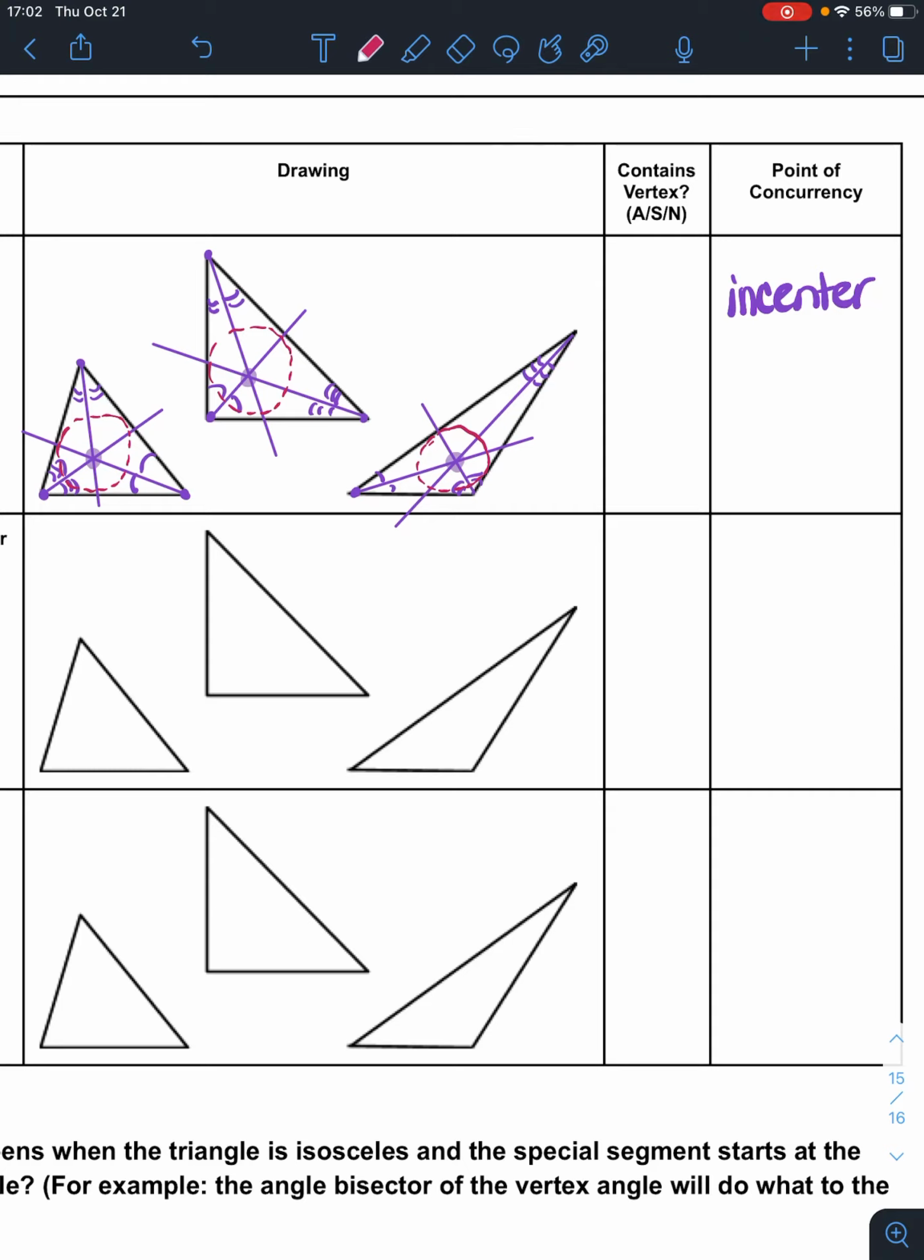Maybe you want to design a flag that is triangular in shape, but you want to fit a circle in it, and you want the circle to touch all three sides of the triangle. Then this is what you could find. You could find all the angle bisectors. That would give you the center of the circle. The angle bisectors always contain the vertex, because by nature they leave from the vertex and then they bisect the angle.